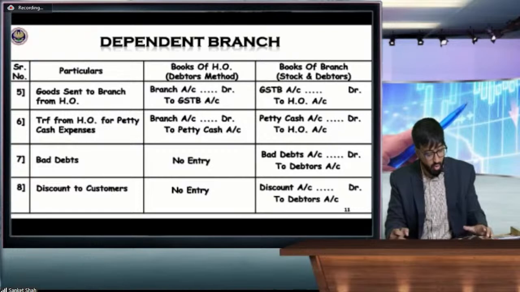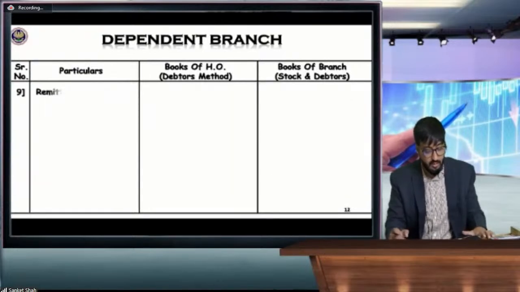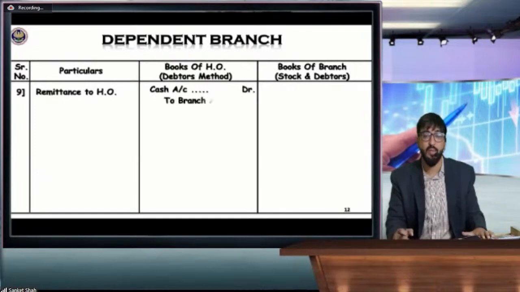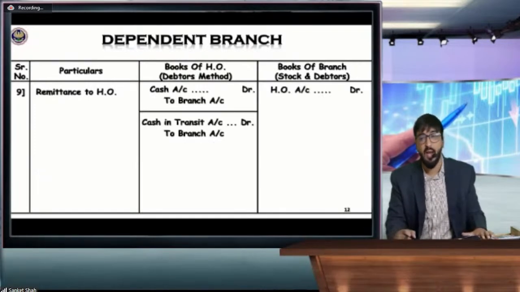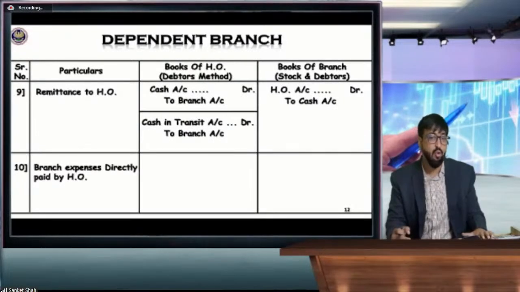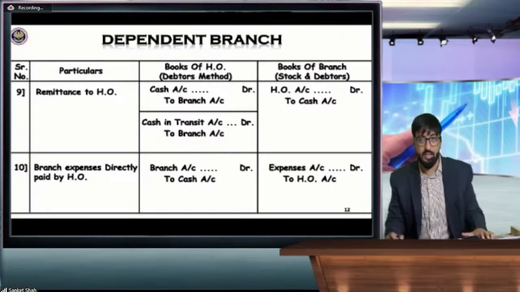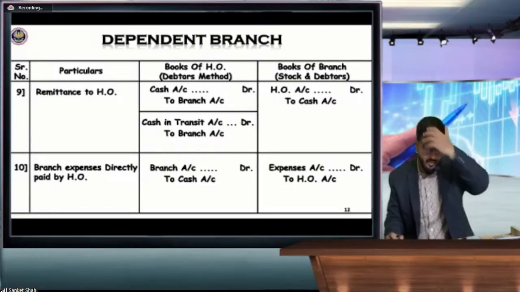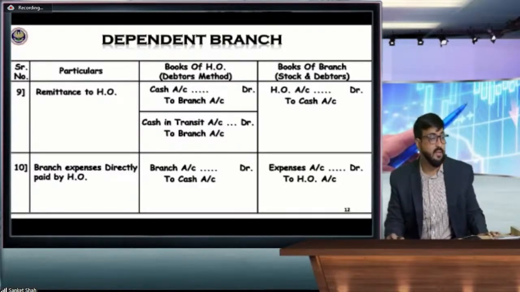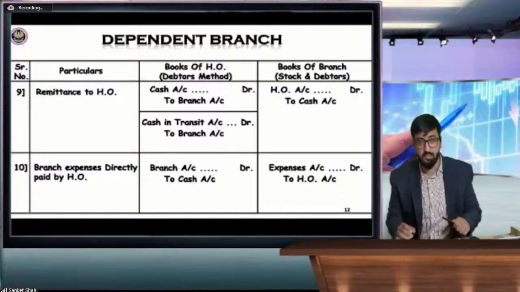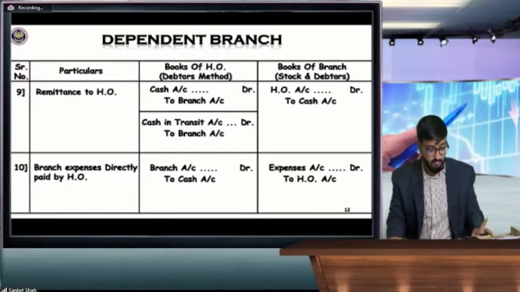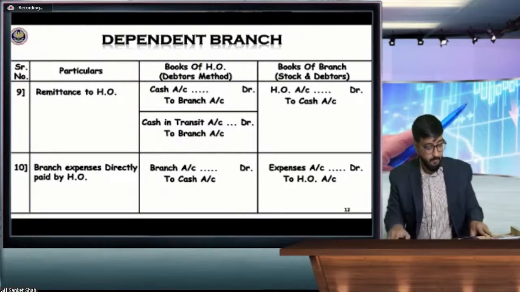Pratyusha ji, your entry is wrong. You can't write this. Remittance to HO: cash account debit to branch or cash in transit to branch, and here it is HO to cash. And last entry, whose expenses, beta? Branch expenses. And who is paying it? HO. So branch to cash and expenses to HO. Before taking a break, please go through all these 10 entries, and Pratham will answer at least 4 entries. So I will ask Pratham ji 4 entries from these.